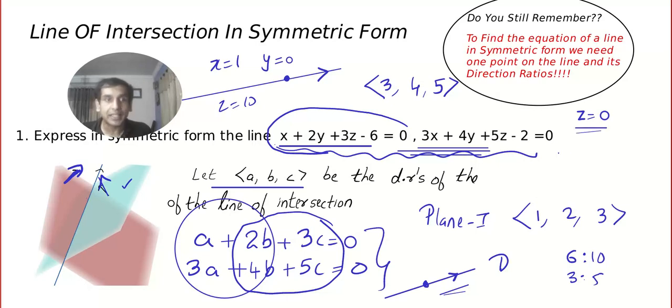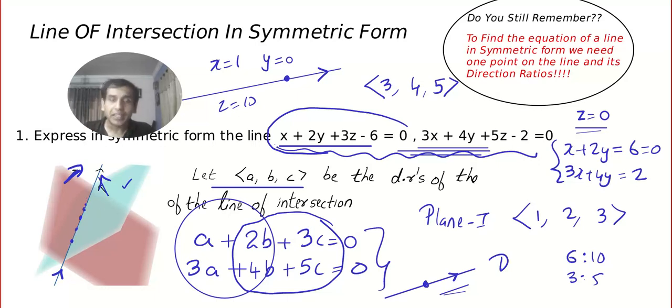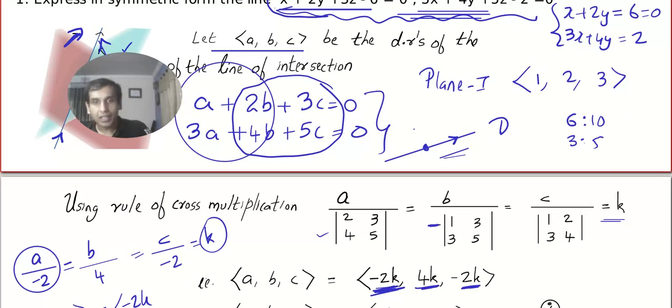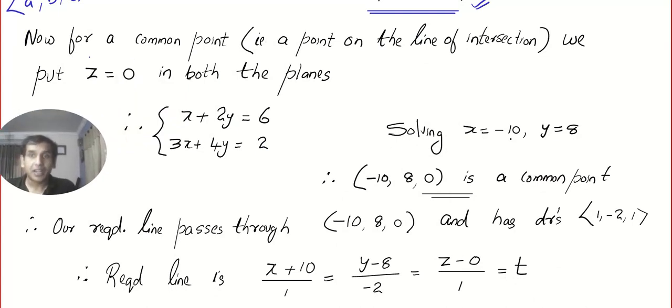What happens when I plug in z equal to 0? I will get x plus 2y minus 6 equal to 0, that means equal to 6. 3x plus 4y equal to 2. Now use a calculator and solve it. Once more, make it very clear. We need the direction. We already got the direction. Now we need any one point in the intersection. Any one point. And for that, keep any number that comes in your brain in both the equations and try to solve. Okay, just like I told you earlier, I plugged in z equal to 0. I got x equal to this, so I got the common point.